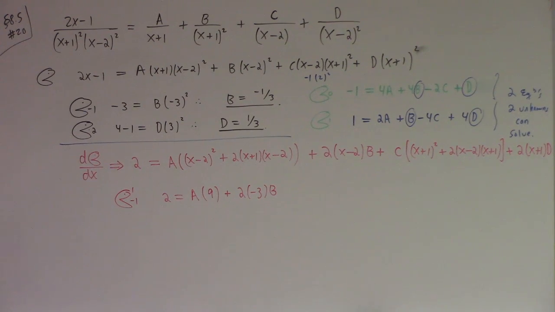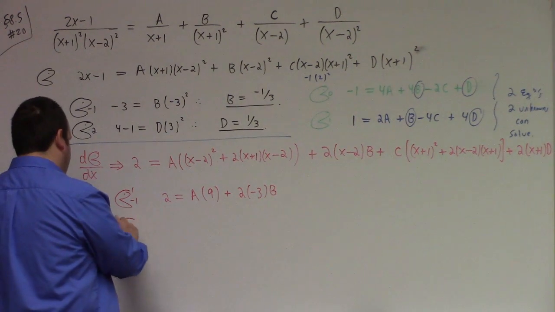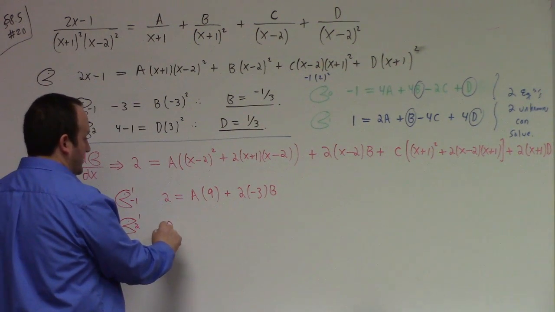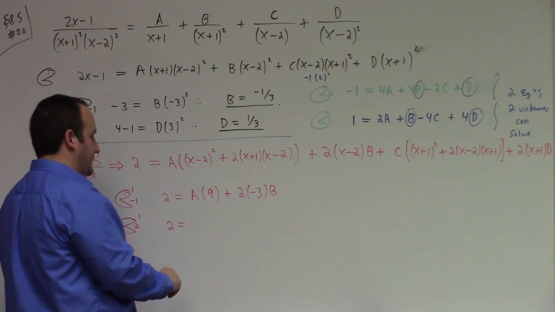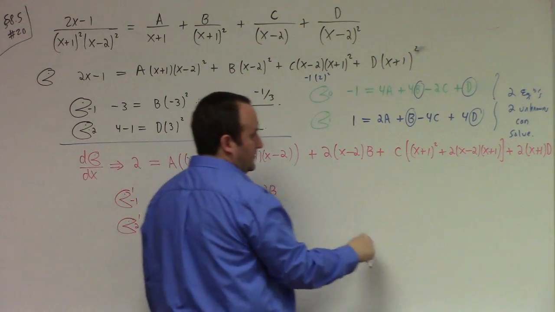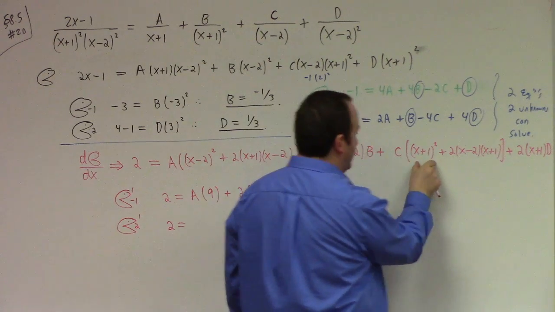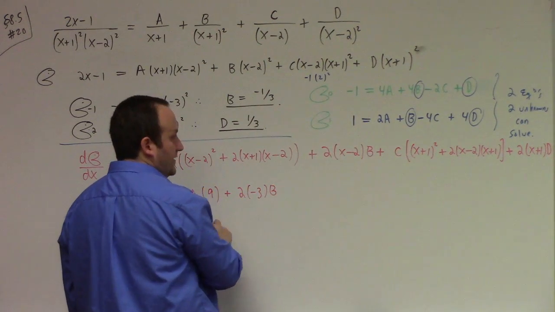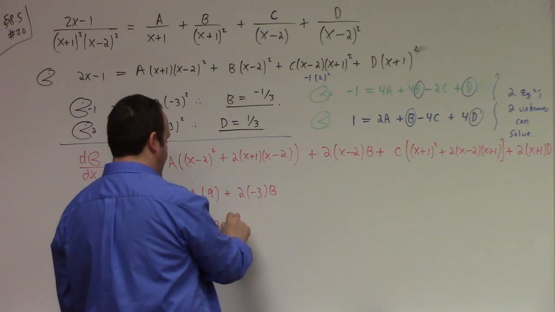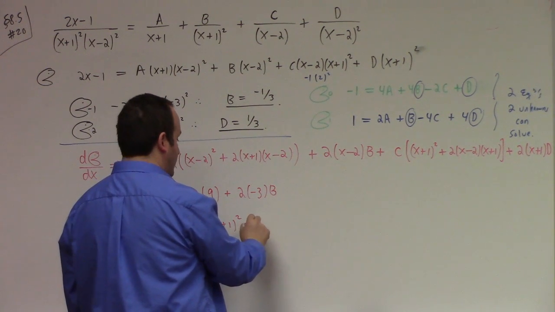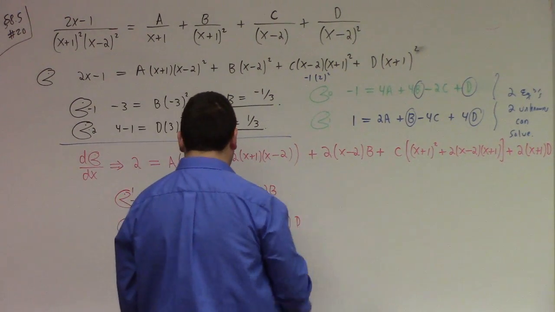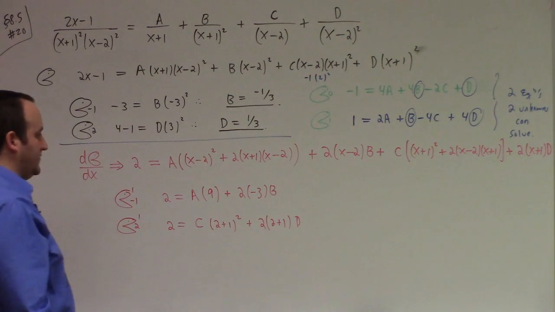The cost is differentiating. And if you feed Pac-Man prime 2, you get 2 equals, well, so that's gone, that's gone, that's gone. All you're left with is c times 2 plus 1 squared plus 2 times 2 plus 1 times d, right? But you already know d, so that gives you an equation for c.